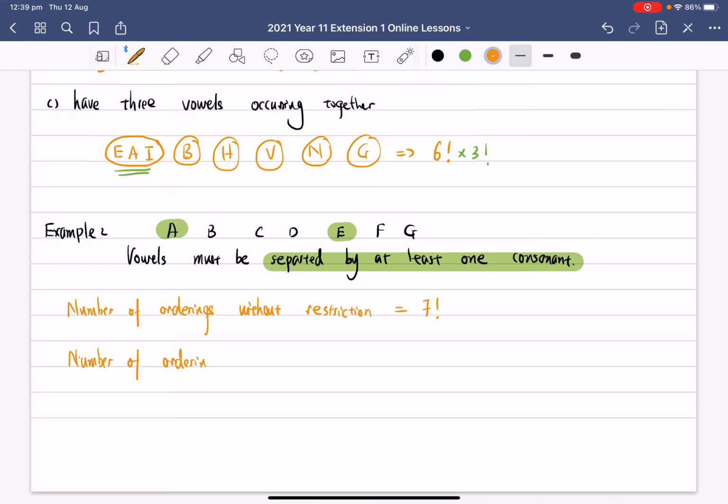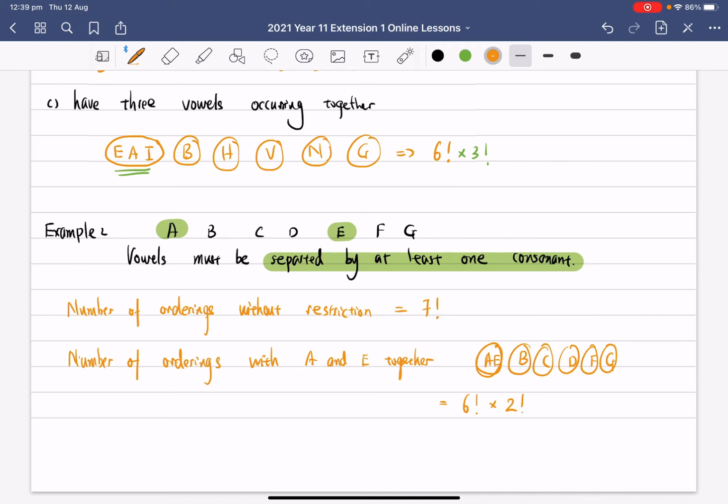So now we find the number of arrangements with both A and E staying together. If A and E are together, we'll have that group along with B, C, D, F, G. So in total we have 1, 2, 3, 4, 5, 6 groups, so it will be 6 factorial, and then we can swap A and E, so that's times 2 factorial.